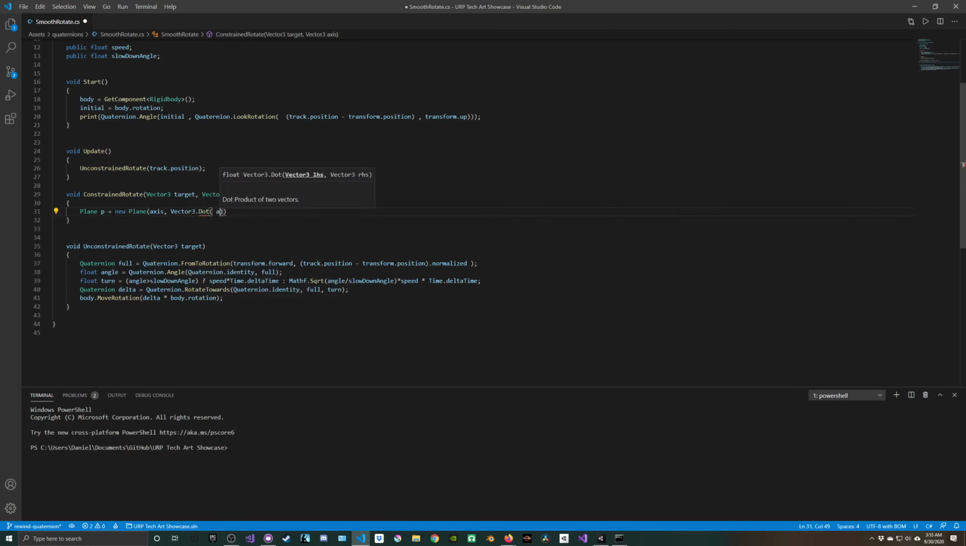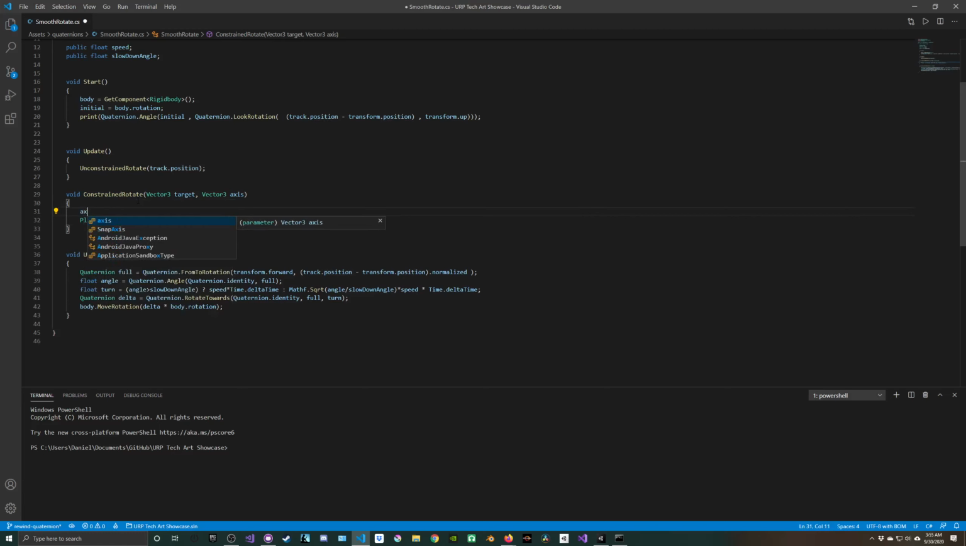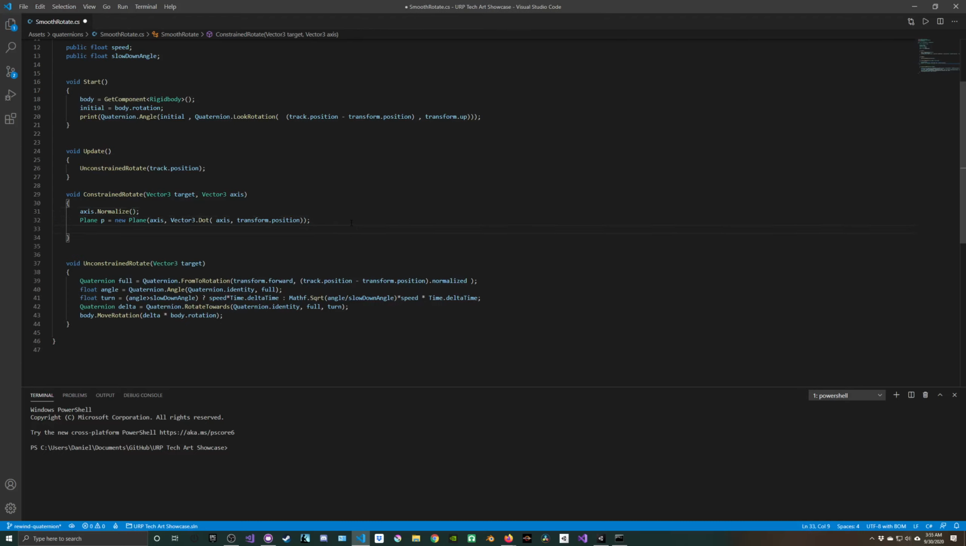Dot between axis and our position. Yeah, that's fine. Also, let's make sure our axis is normalized, because I think that might do something stupid if it's not. It might just normalize it on its own, but might as well keep things consistent in the code.